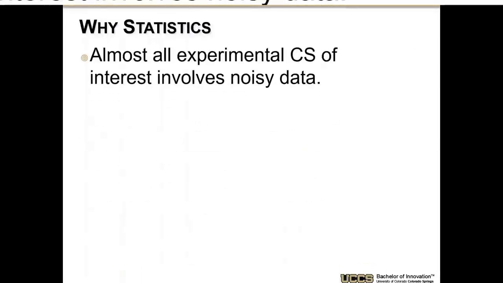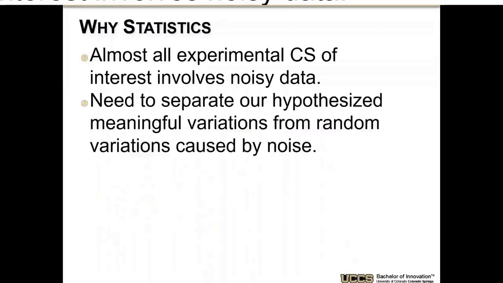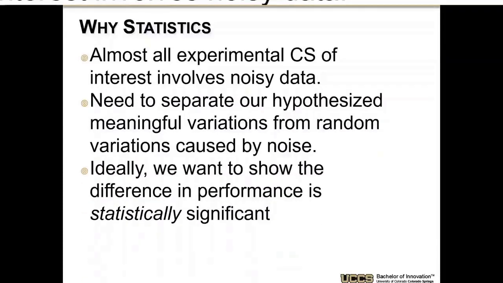So why statistics? Almost all experimental stuff in CS involves noisy data of some kind. The whole point is we need to separate our hypothesized meaningful variations from the random variations that are caused by that noise. The noise causes our results to change. So I have to account for what change I saw because of the noise, and what change was because of my change. Ideally, we want to show the difference in performance is statistically significant. You should be careful when you're writing and talking about significant differences. It should mean statistically significant differences, which means you should test that.